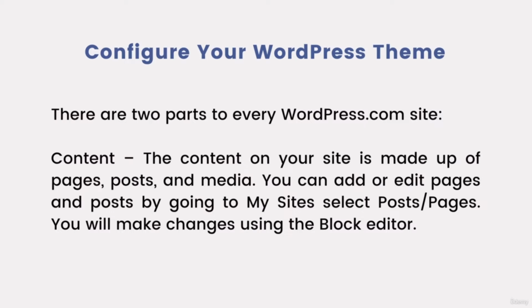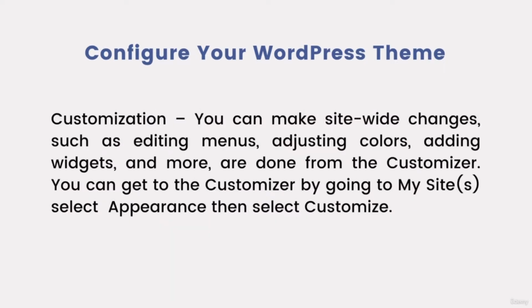How to configure your WordPress theme? There are two parts to every WordPress.com site. Number 1. Content. The content on your site is made up of pages, posts and media. You can add or edit pages and posts by going to My Sites, select Posts or Pages. You will make changes using the block editor. Number 2. Customization. You can make site-wide changes such as editing menus, adjusting colors, adding widgets and more, from the customizer. You can get to the customizer by going to My Sites, select Appearance, then select Customize.